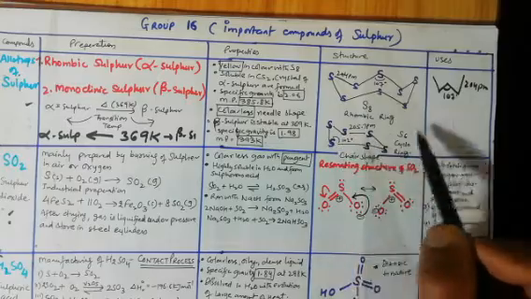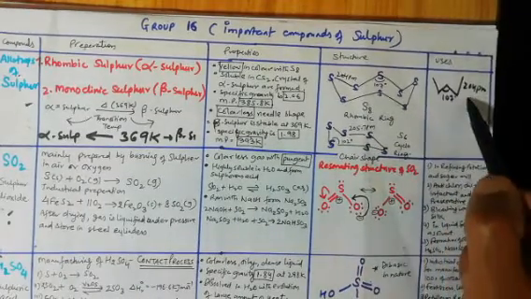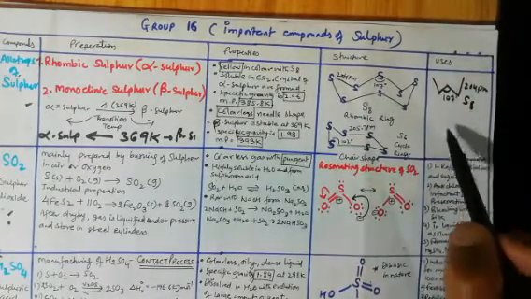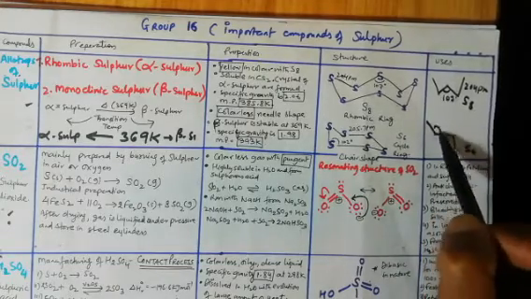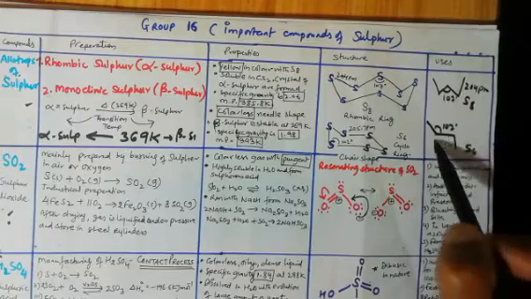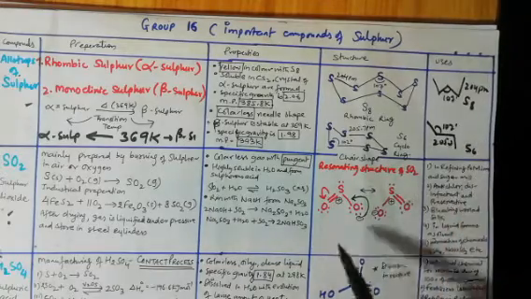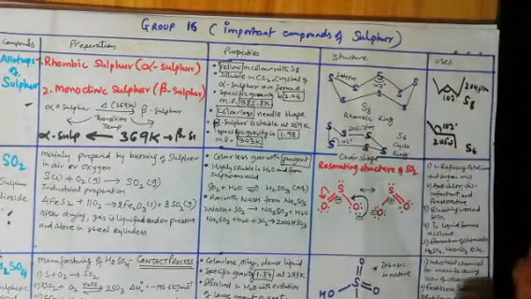Whereas beta sulfur, which is called cyclo-ring sulfur, the formula of rhombic is S8 and of beta is S6. It is like a chair shape. So the bond angle is 102 degrees, bond length is 205.7 pm. Okay, so draw the structure and remember.